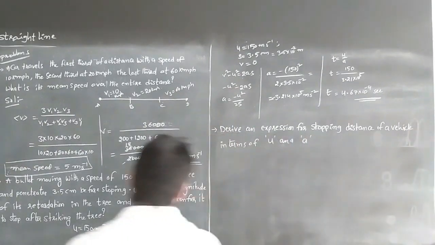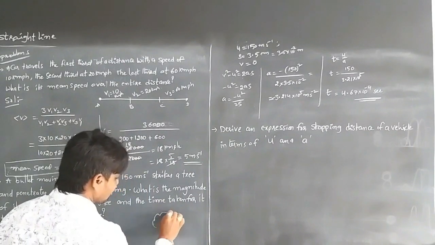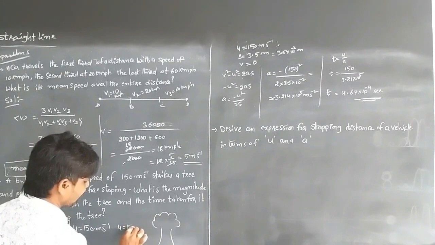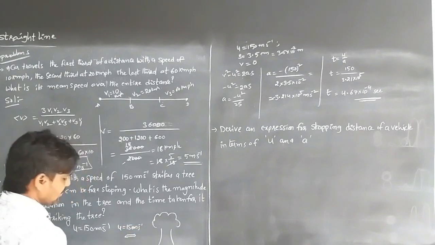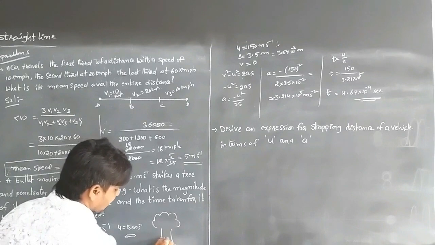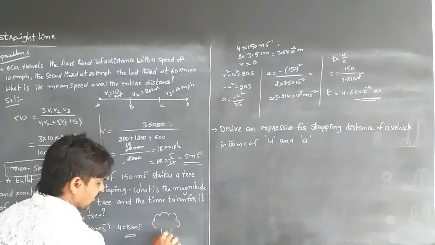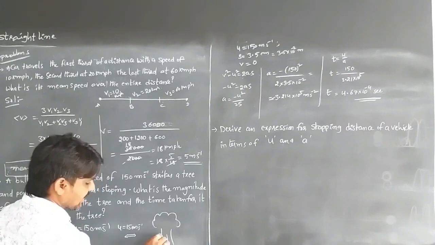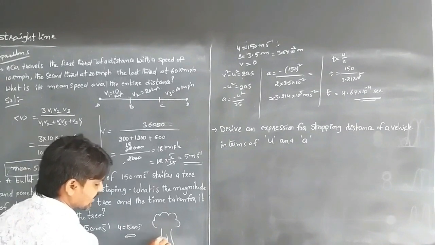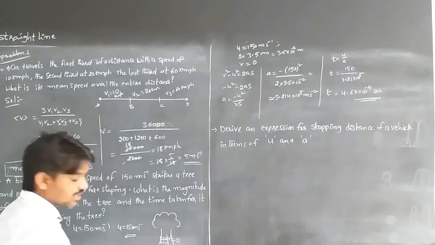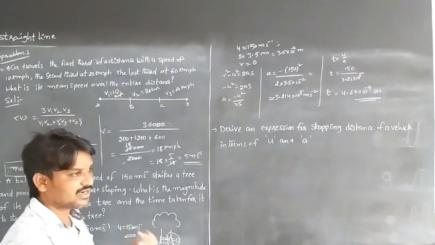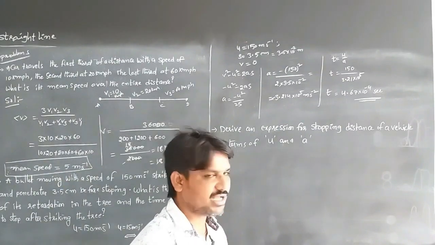Here, consider a tree. A bullet is fired with initial velocity u is equal to 150 meter per second. It penetrates through the tree and stops at a certain distance, that is 3.5 centimeter. From the start of penetration until it stops, the final velocity v becomes 0. So here we want to know the retardation, how much the velocity keeps decreasing after penetrating the body.